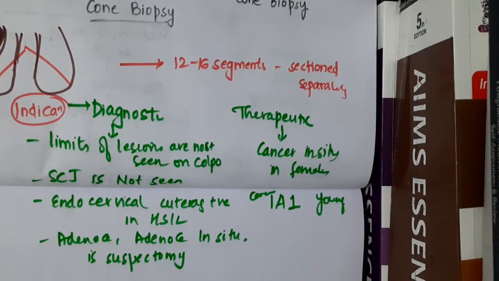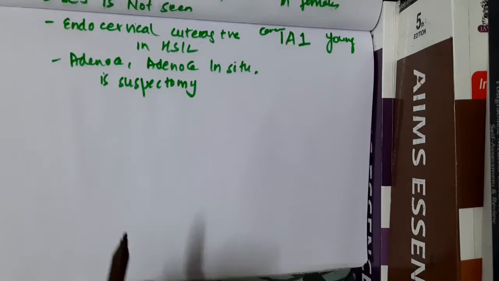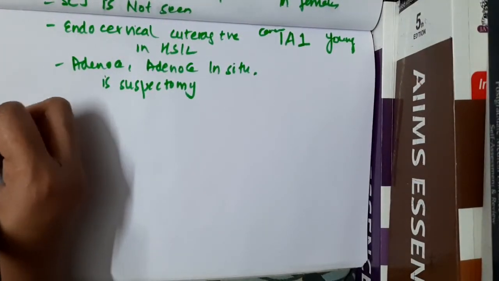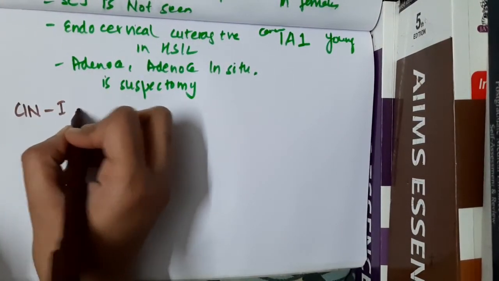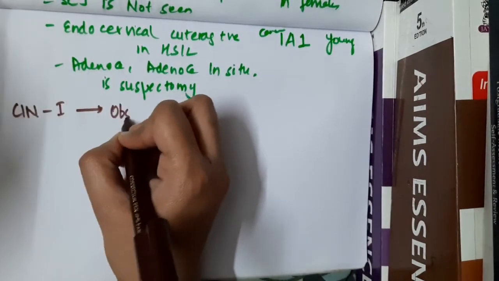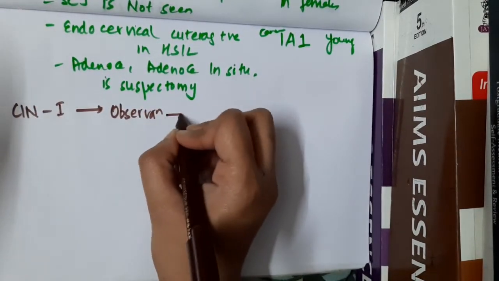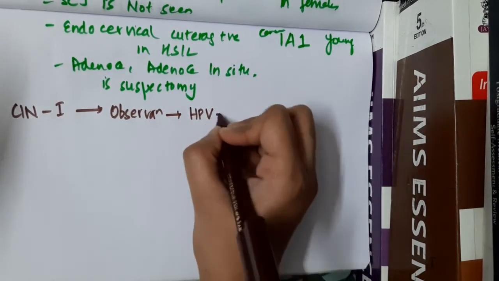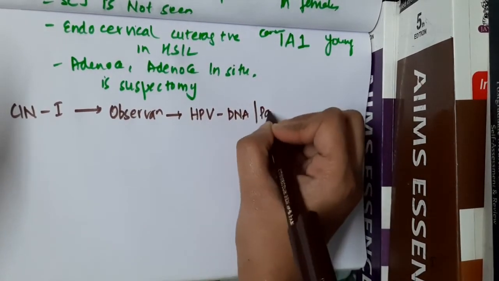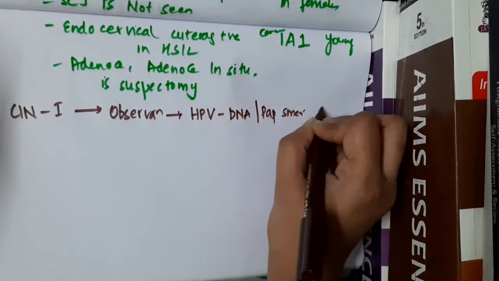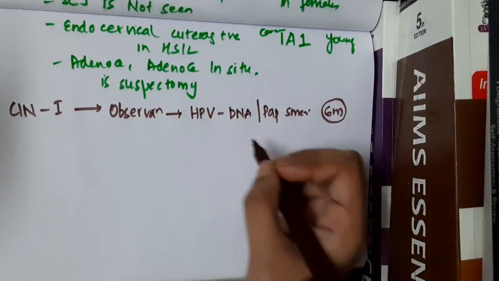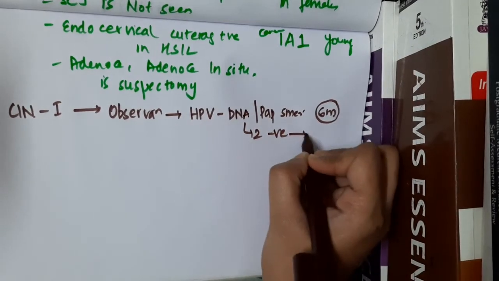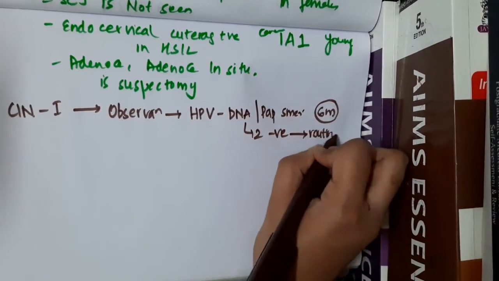Then how are you going to treat cervical intraepithelial neoplasia? If you see the treatment of cervical intraepithelial neoplasia, we have stepwise treatment. For cervical intraepithelial neoplasia type 1, we will just observe it. And how do you observe it? You do HPV DNA testing and pap smear every 6 months. If 2 negative samples are obtained, then routine screening can be done.